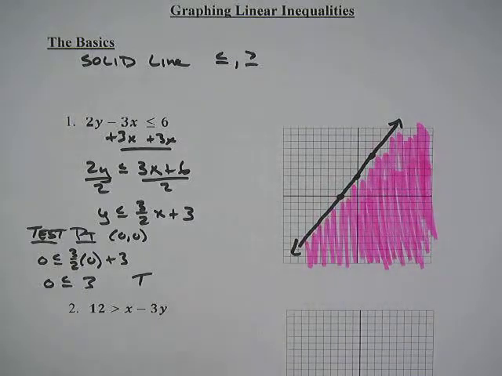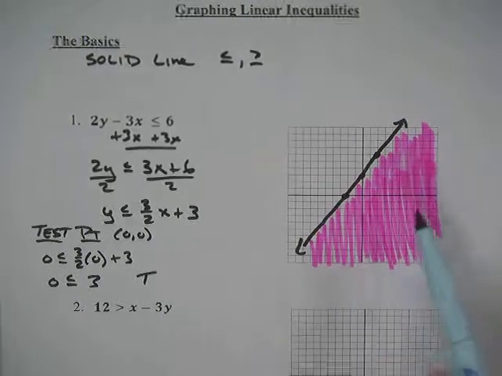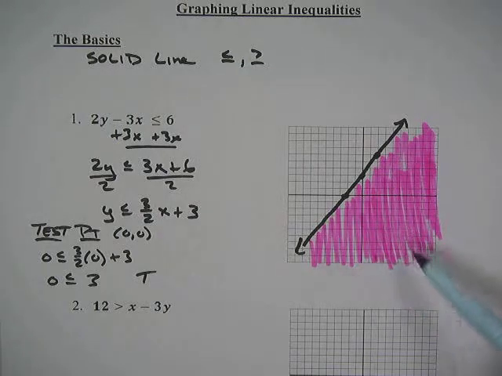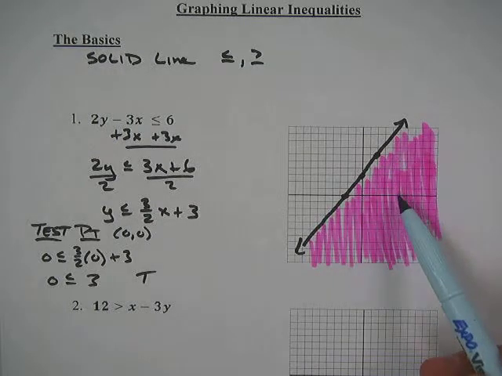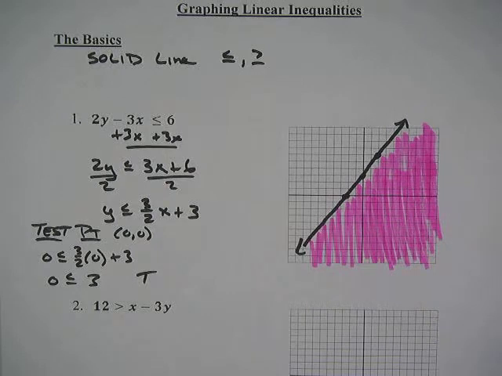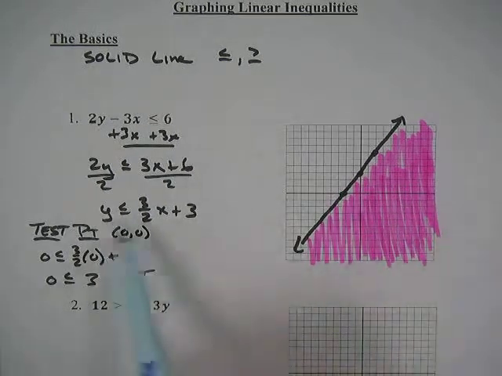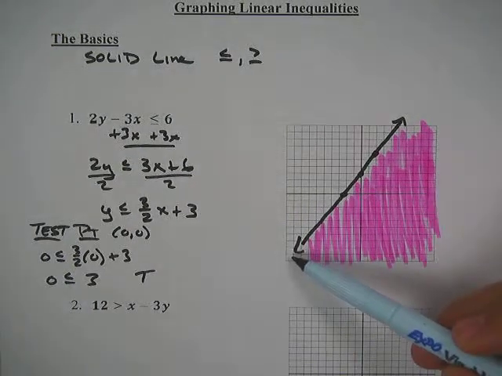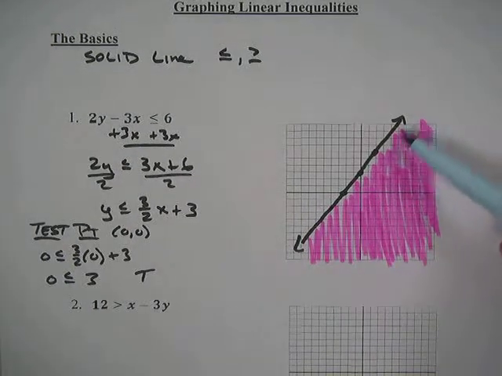Well, what does that mean? Well, this shaded region is all the points that you could possibly plug into this inequality and make it true. Every single point on here. If you were to pick the point (5, 0) or the point (9, -12), and plug it into this inequality, whether it be this form or this form, it'll make it true.